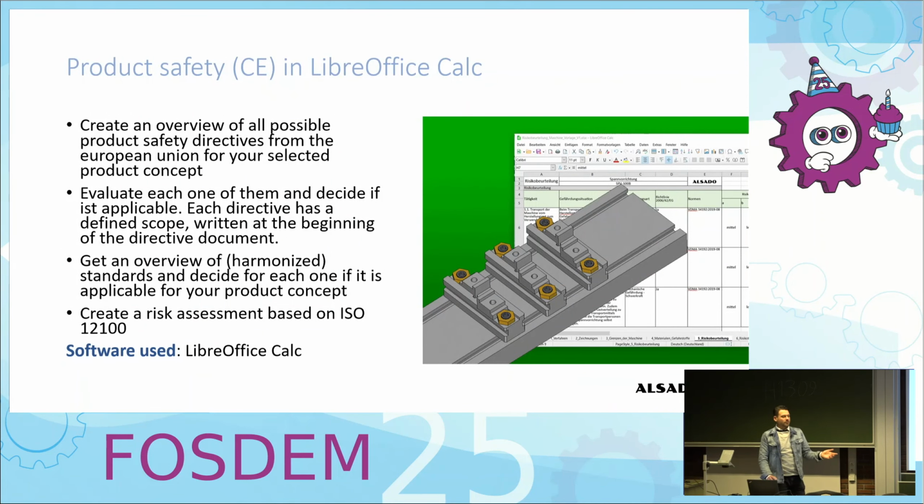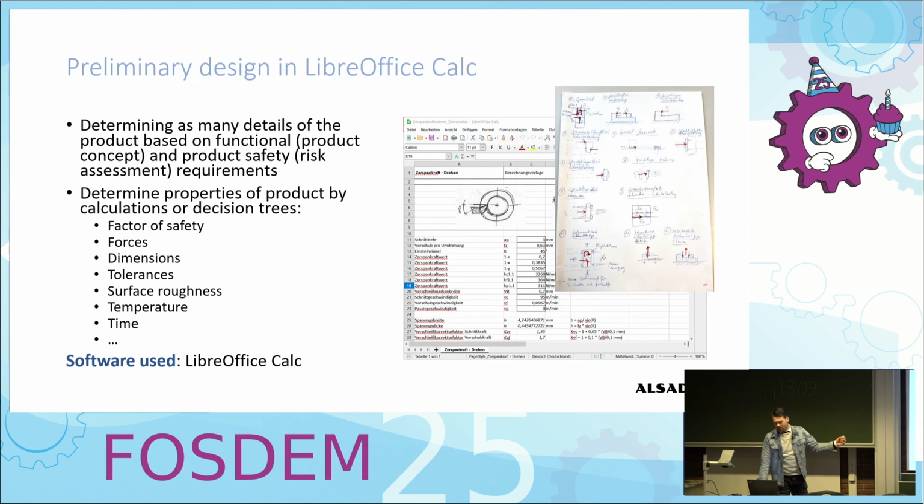Then with your product concept, you have to look into product safety. This is also a topic that I learned while working at the machine manufacturer. In product safety, you go through the whole product life cycle of a product and see where dangers arise and what measures you have to take to lower the risk to an acceptable level. This is called the risk assessment. You can do this risk assessment also in LibreOffice, and how to do it is defined in ISO 12100. This can be done in LibreOffice Calc with all the information that you have acquired.